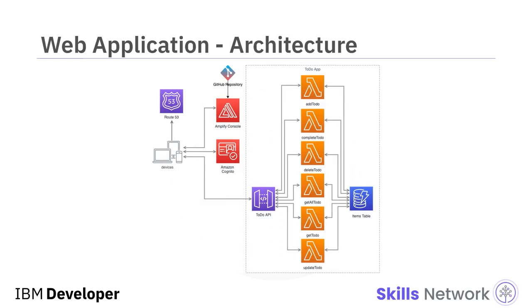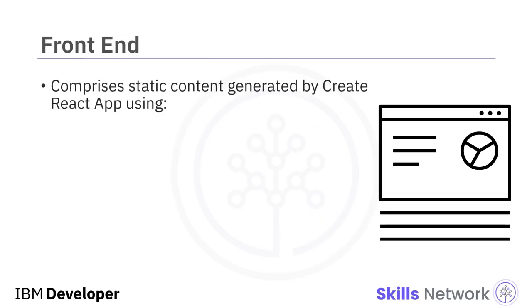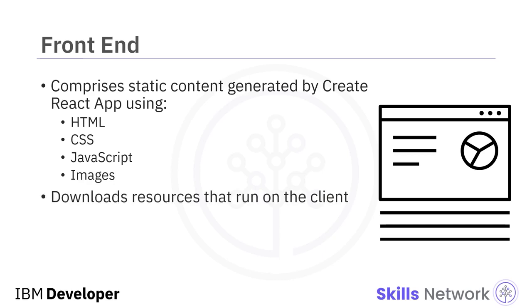The architecture of this to-do application is as shown. You can see various components in the application. Basically, the web application comprises 3 different components. The front-end application contains all the static content generated using the Create React app, which works with the help of HTML files, CSS for styling, JavaScript to run on the client, and images. All these objects are hosted on AWS Amplify Console. When a user connects to the website, the needed resources are downloaded to their browser and start to run there.